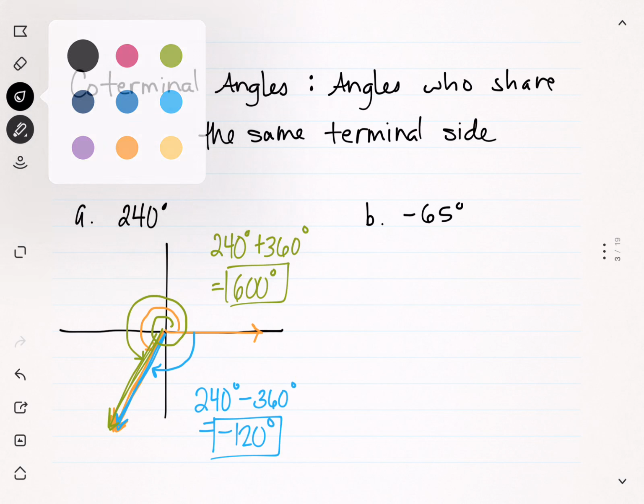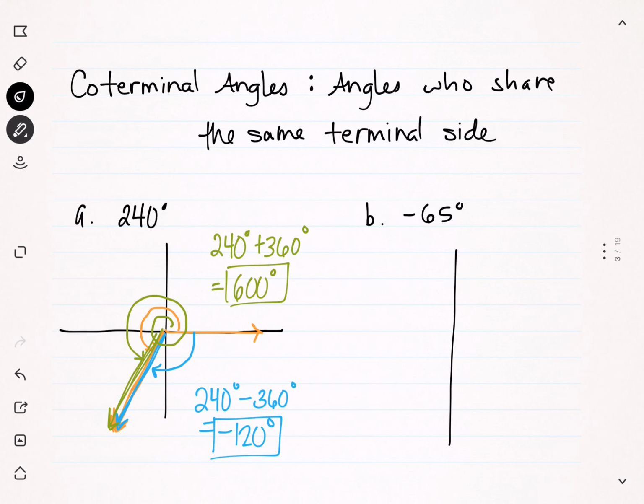Let's try finding one positive and one negative coterminal angle to the angle negative 65 degrees. So let's first graph negative 65. So negative 65 is going to put us in quadrant 4 here because we are opening up in the negative direction, which is clockwise.